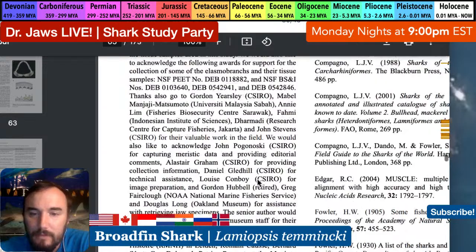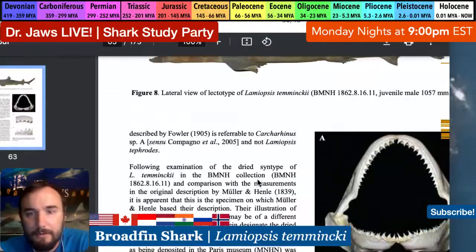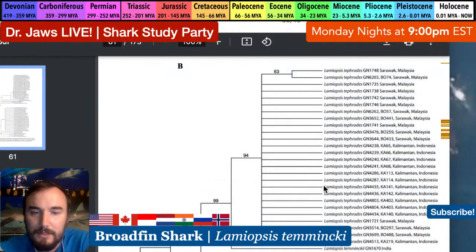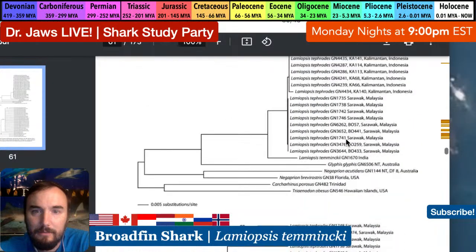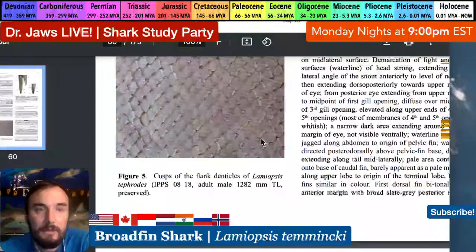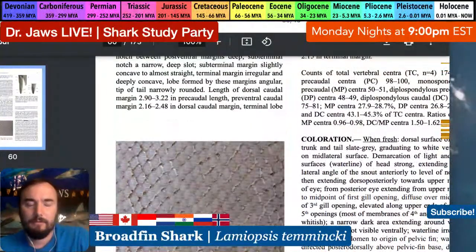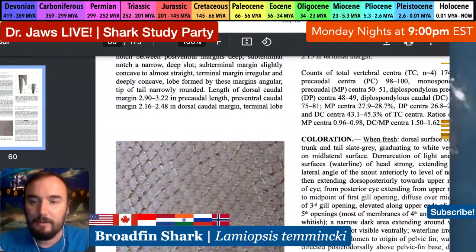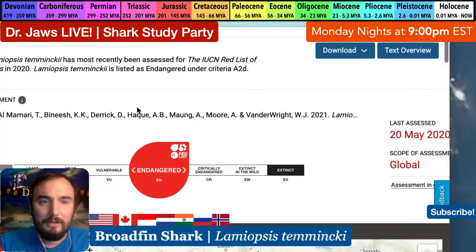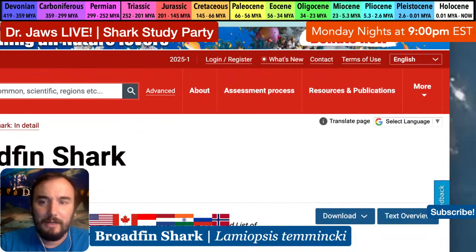So, really great article, and also really great DNA study here. Taking DNA samples of different species and putting together the tree. So I will post this article in the chat if anybody is interested, because it is really interesting. And actually, out of curiosity, I do want to see if IUCN has the new Lamiopsis species in here, and then I think we'll call it a night.